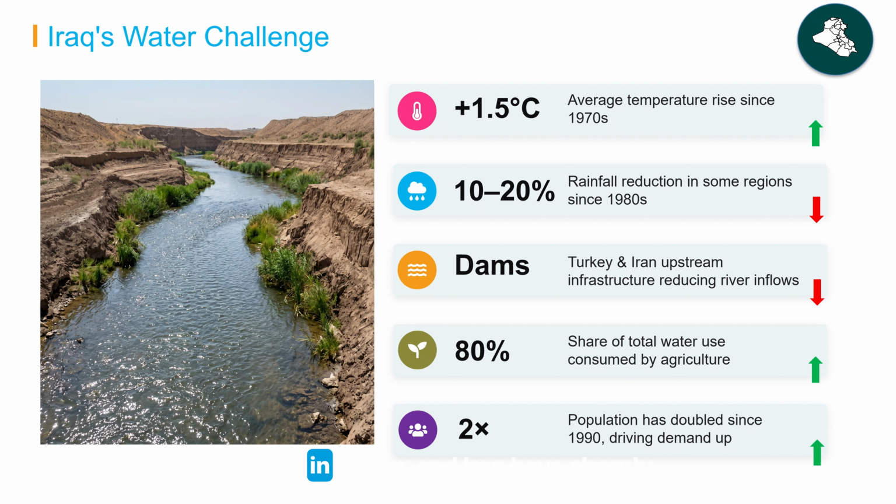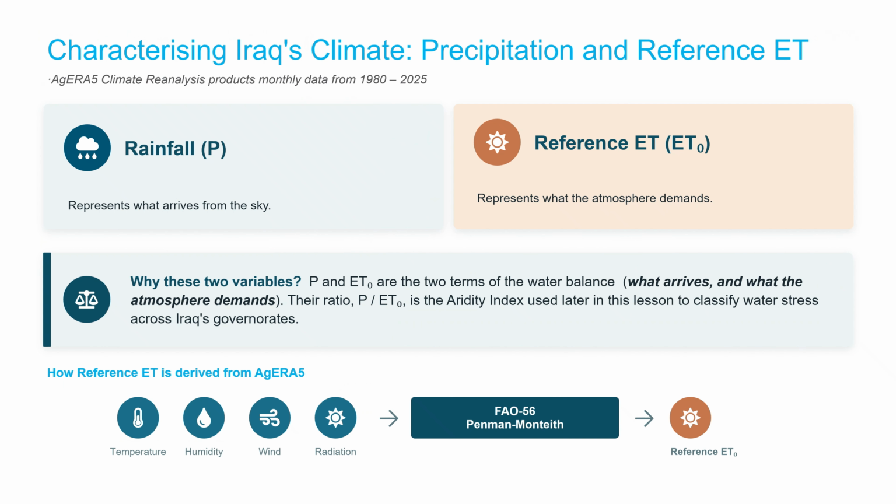At the same time, new dams in Turkey and Iran have sharply reduced the flow of both the Tigris and the Euphrates rivers, on which a large part of the agriculture in Iraq depends. Agriculture uses about 80% of Iraq's available water, and the population has doubled since the 1990s, adding millions of new water users. With this background, let's take a closer look at Iraq's climate.